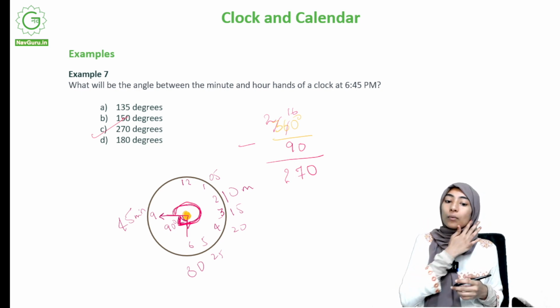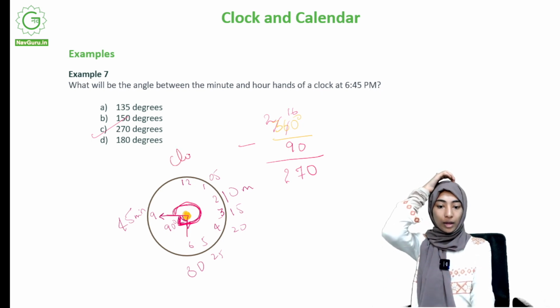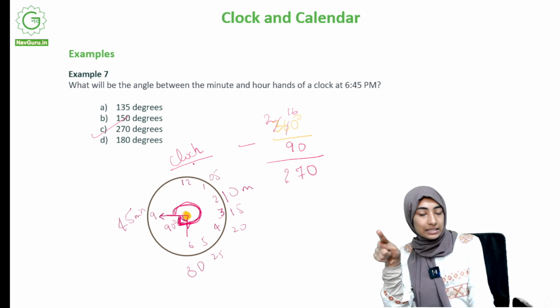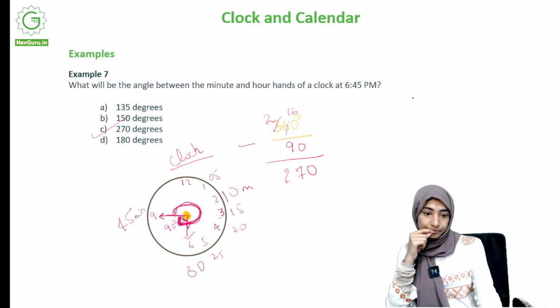So now the question is why 270 and not 90? Usually when you talk of the angle in a clock, what we talk of is the clockwise angle. And the clockwise angle for, for example, I'll show it to you one second.